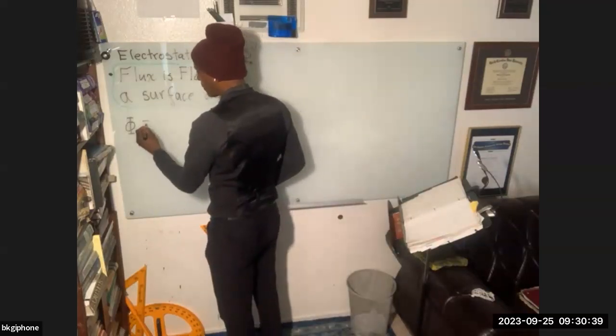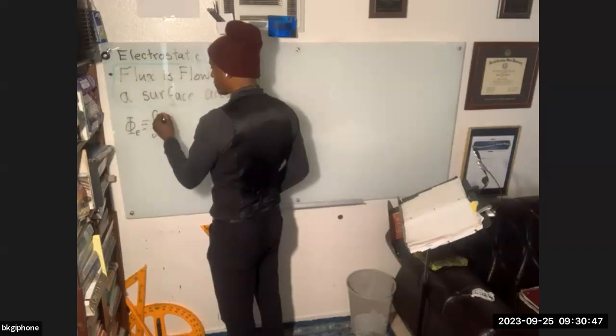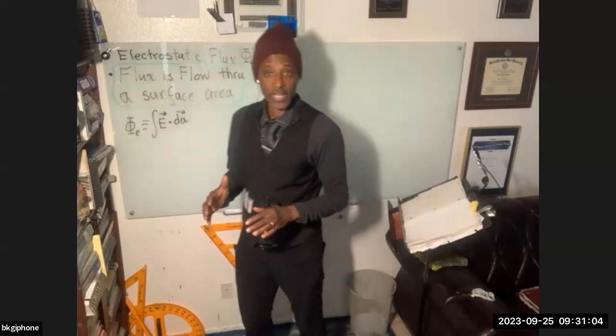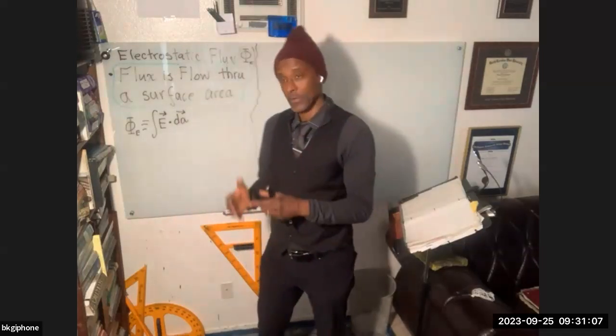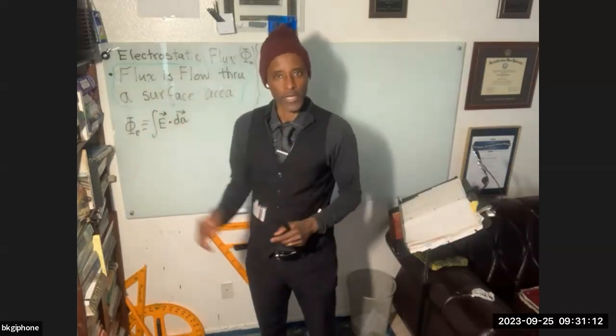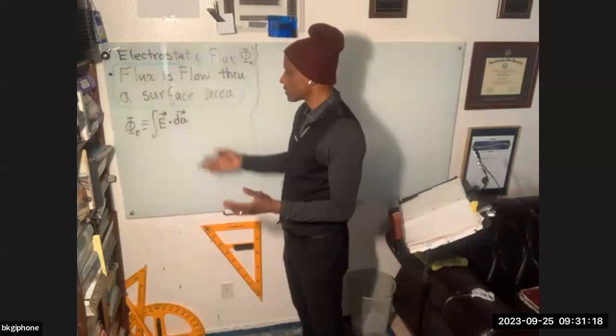It's defined as the integral of the dot product between the electric field and the surface through which the electric field is flowing, the surface of a material or an object. Now I'm going to put dA there because sometimes the field is not constant over the surface, so you have to evaluate the electric field over the infinitesimal area and then add up all the areas, and that will give you the total. And so that's the definition.